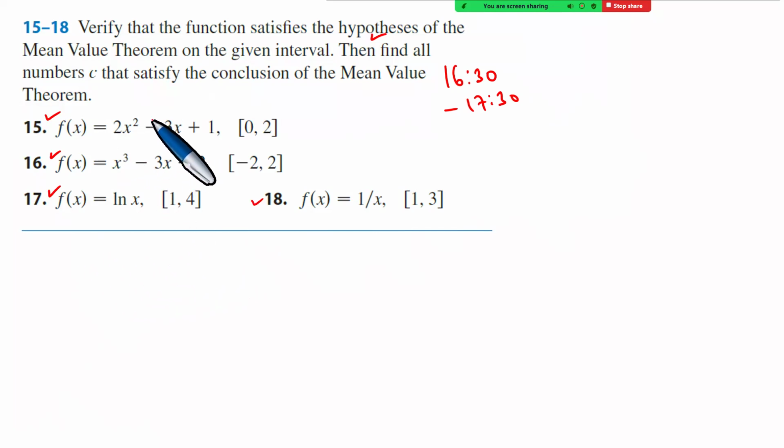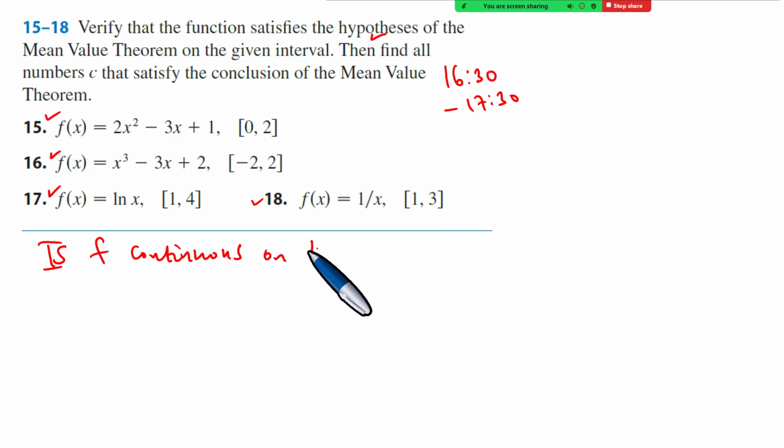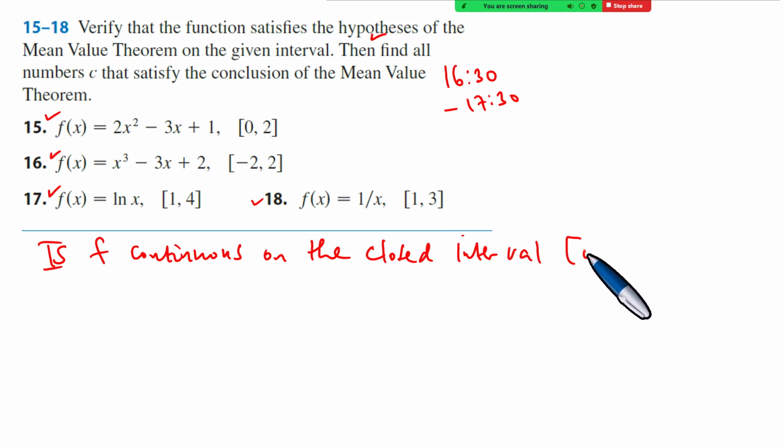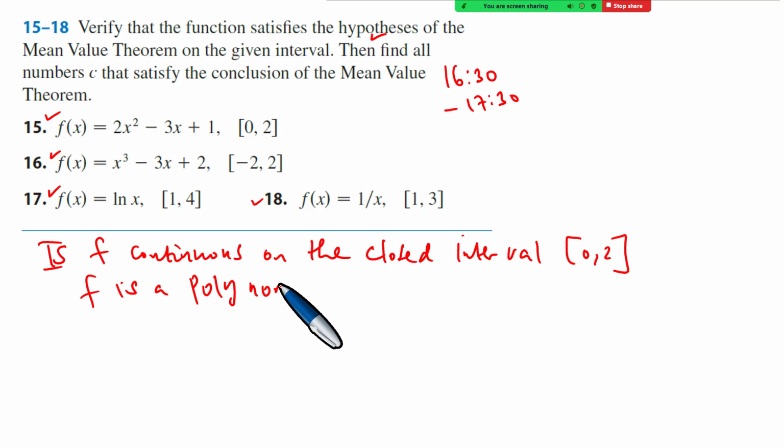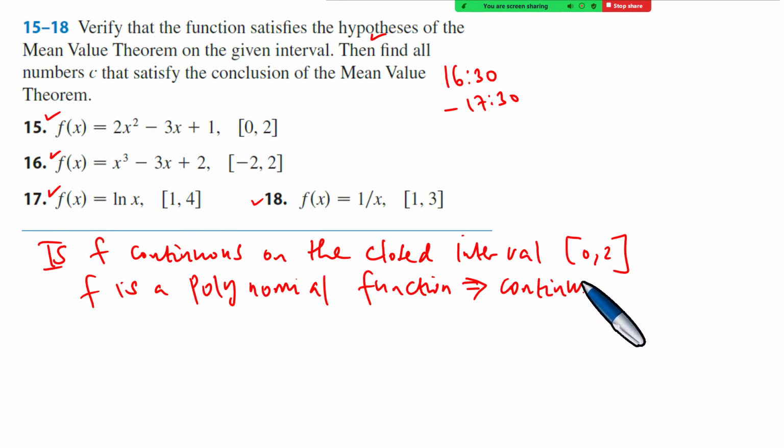We take note of the fact that we check, is this function continuous? So in number 15, we ask the question, is f continuous on the closed interval 0, 2? That is the question. Obviously, if you look at this particular function, it is a polynomial. Because f is a polynomial function, which implies continuity over the interval 0, 2. That is very important to take note of.